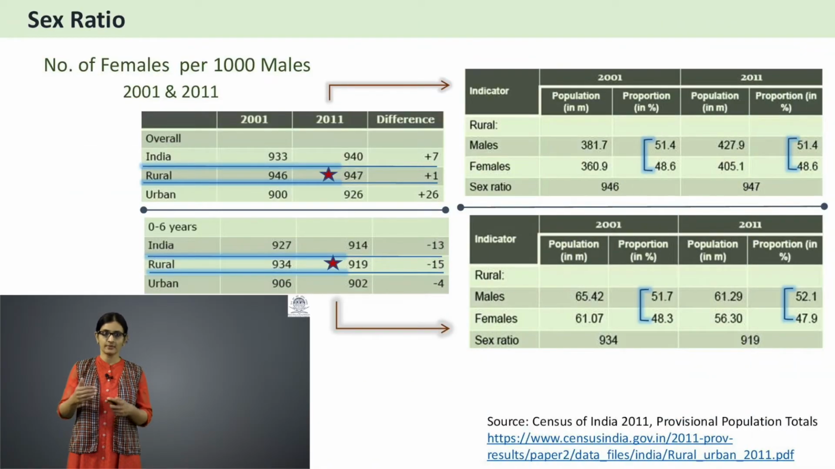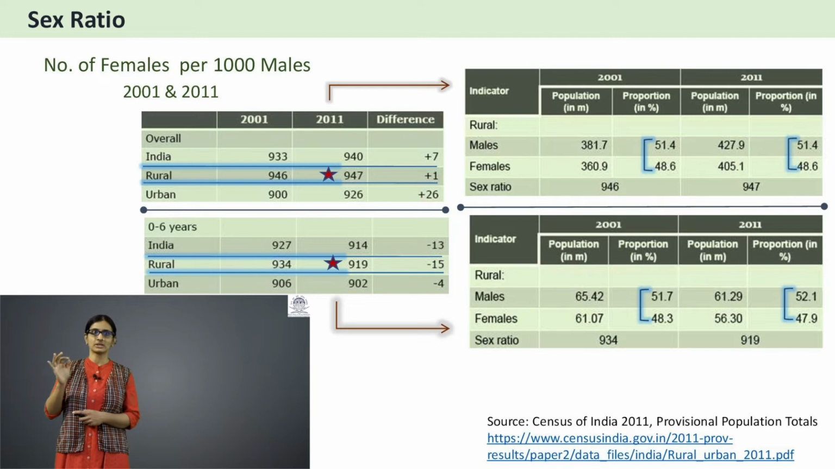Sex ratio, number of females per 1000 males. If we look at the first table, we see sex ratio across two time frames, 2001 and 2011. In rural India, the sex ratio stood at 946 in 2001 and in 2011 at 947, that is 947 females per 1000 males. This is further broken up in the adjoining table, where the percentage composition of men and women in rural population is given across the same two time frames, 2001 and 2011. So, in 2001, 51.4% of rural population was male and 48.6% was female, and this has remained the case in 2011 as well.